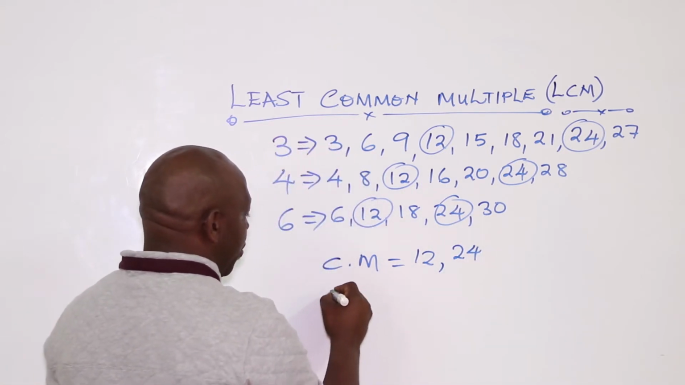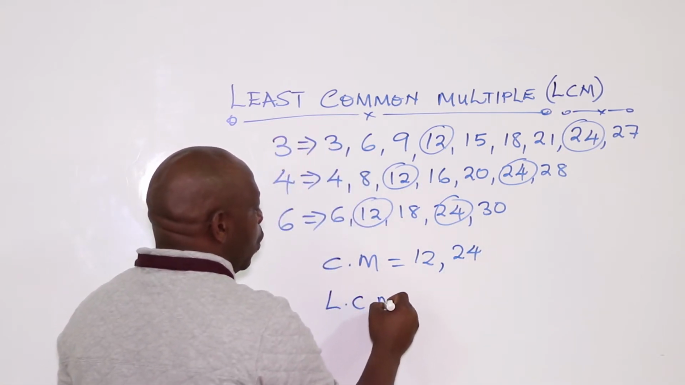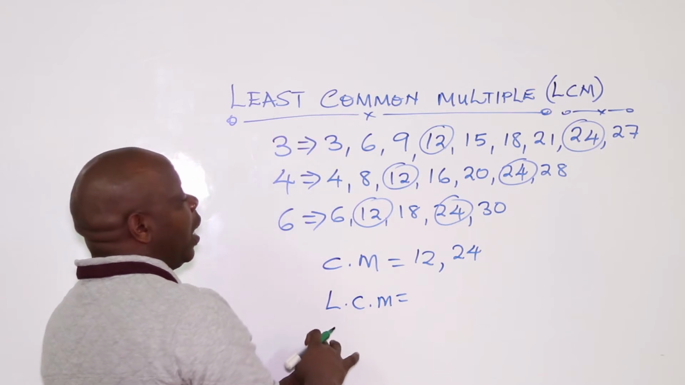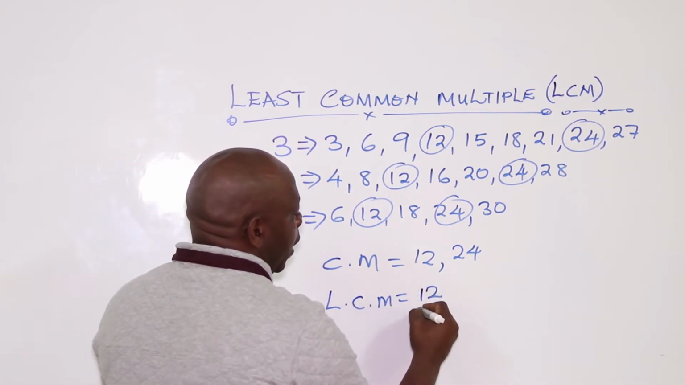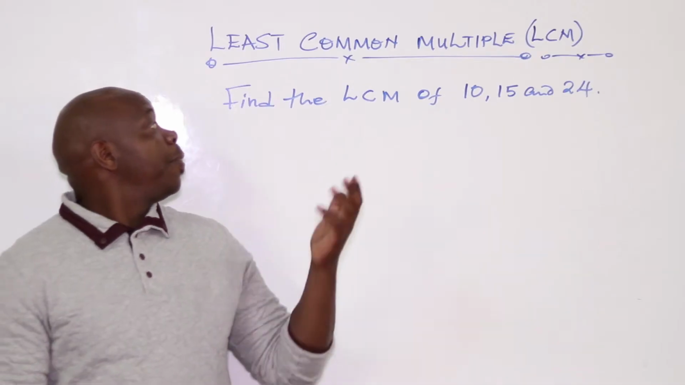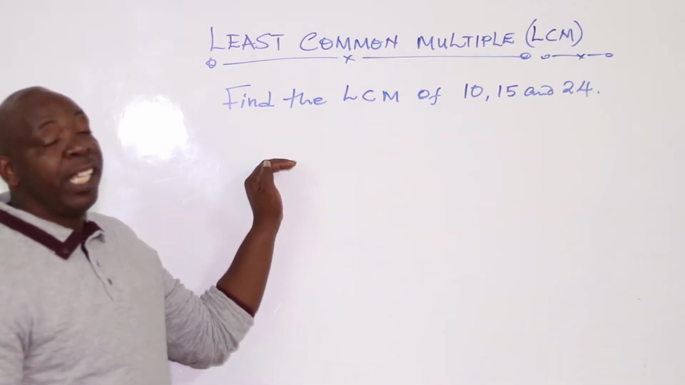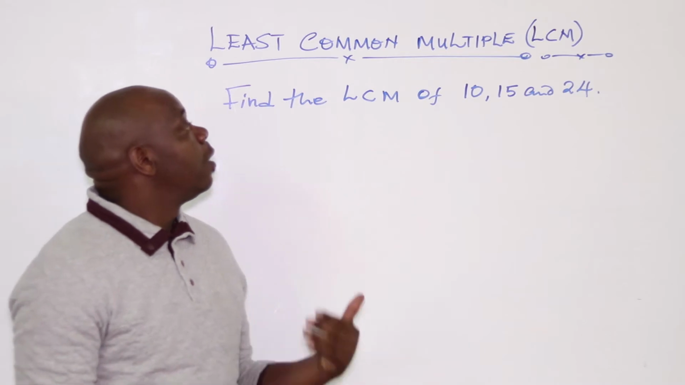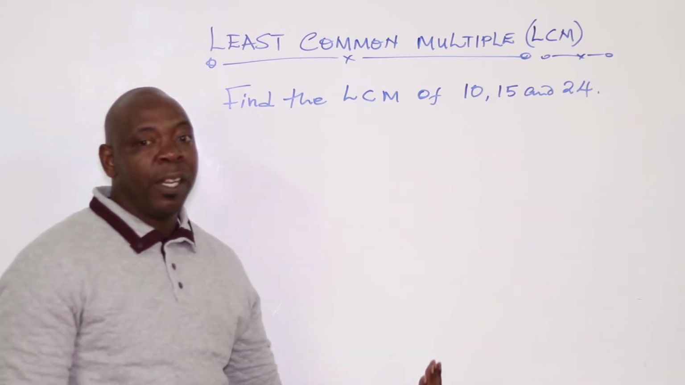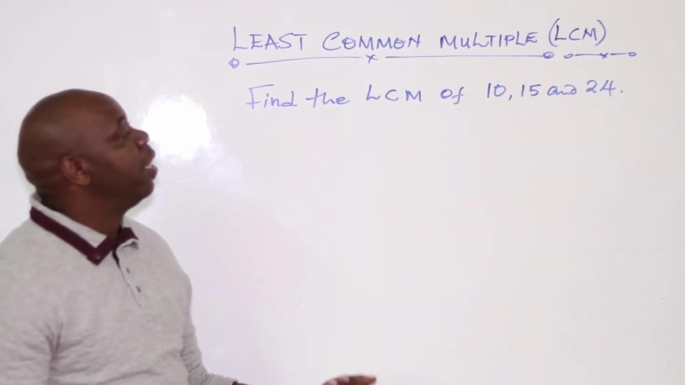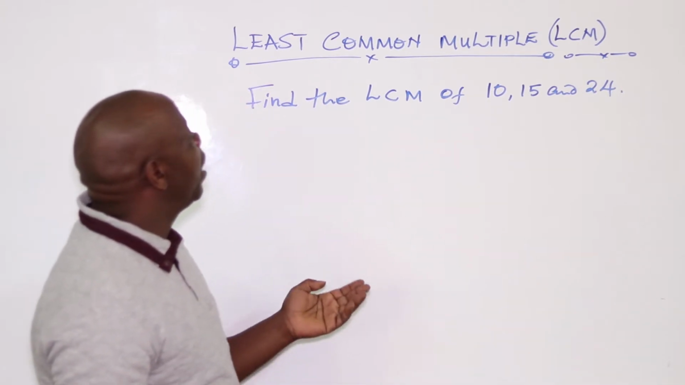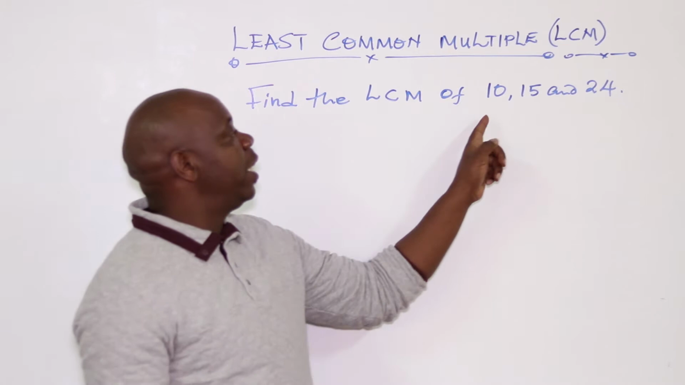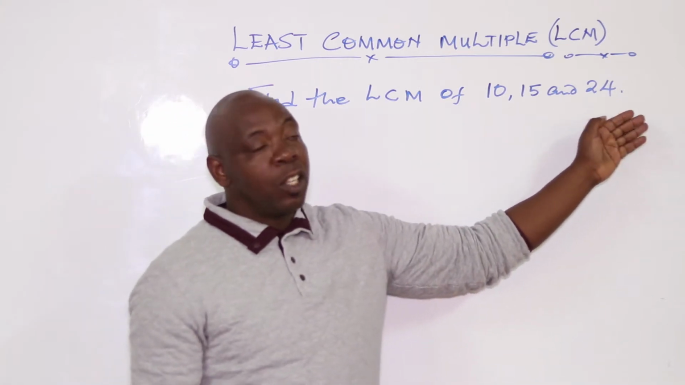But in LCM, we go for the smallest or the least multiple, which in our case is 12. And that's the LCM. There are two methods of getting the LCM. The first method is the table method, and the other method is the factors method. So let's start with the table method to get the LCM of 10, 15, and 24.